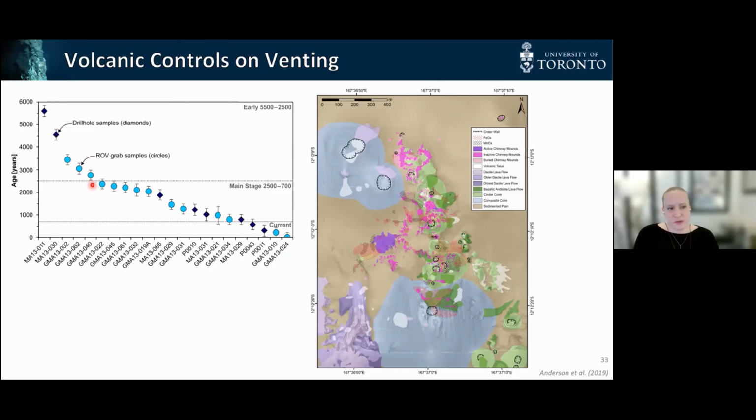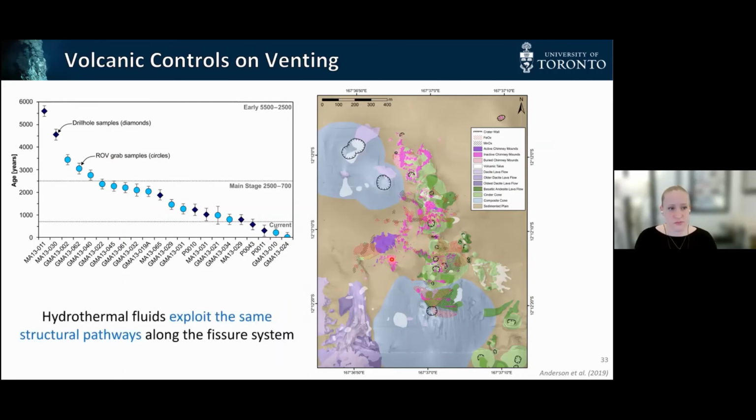So if you recall anything about volcanic activity, we know that these cinder cones are considered monogenic. That means they form in one event from days to weeks to months, but certainly not over thousands of years. So the volcanic activity that formed the cinder cone row is not related to the formation of the vents here. The hydrothermal fluids are just exploiting the same structural pathways along this fissure system.